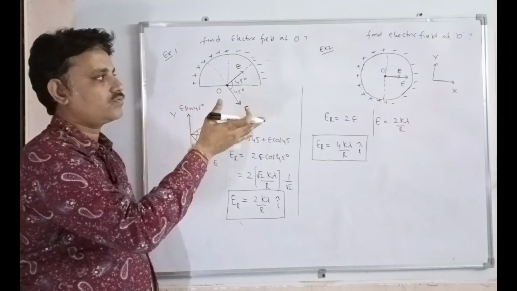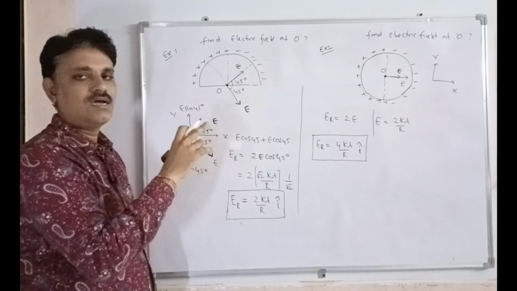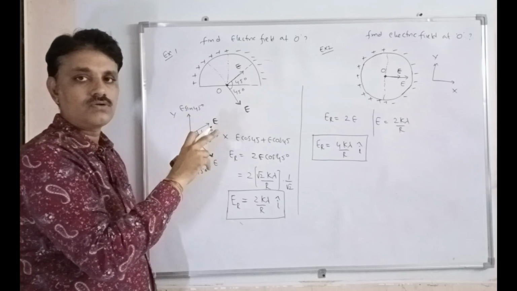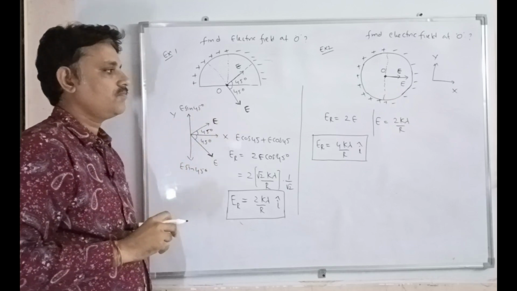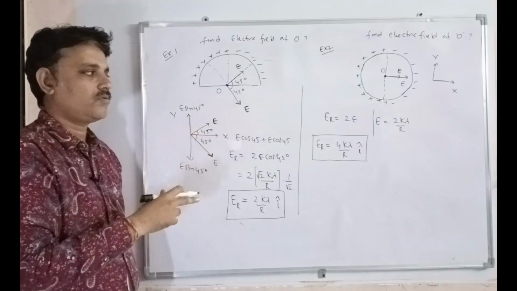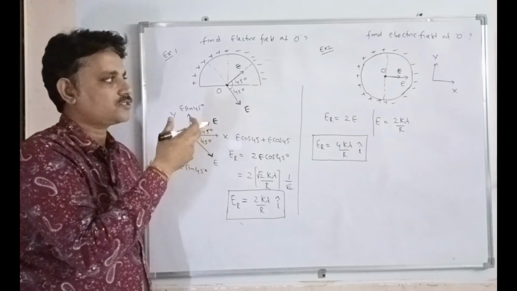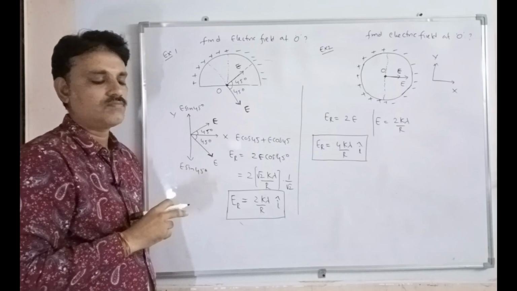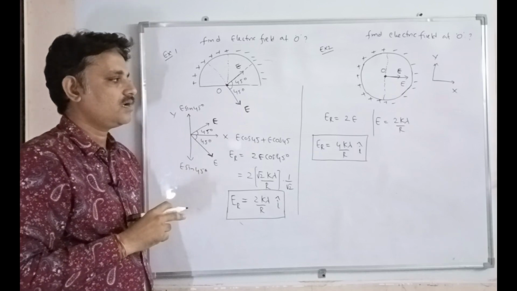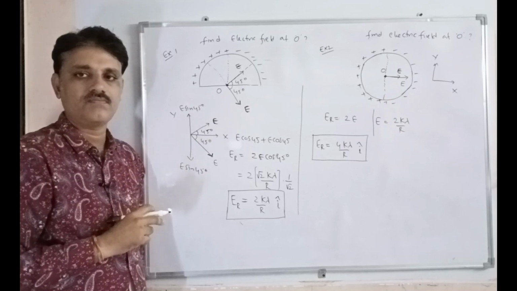For positive charge the electric field is outwards, and for negative charge it is inwards. So the resultant electric field at the center is 2E, and E is the electric field due to a semicircular charged wire. E is already 2k lambda by R, we know the relation. Finally, the resultant electric field at the center for the given problem is 4k lambda by R. The direction is i cap, along the x direction.